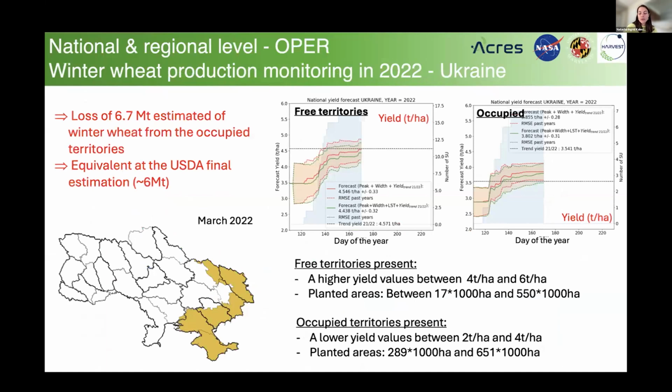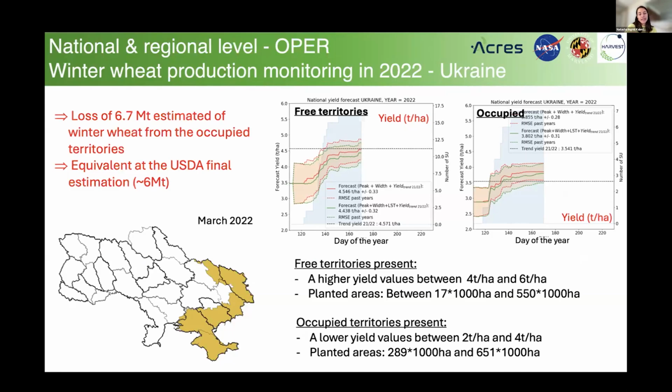After building this model, we created an operational version that is running now for many different countries, but especially over Ukraine. So we are monitoring the production in Ukraine during the war. You can see on the right the yield forecasting over time, from day 110 until day 220 of the year, so around May, June of 2022, for the free territories and the occupied territories.